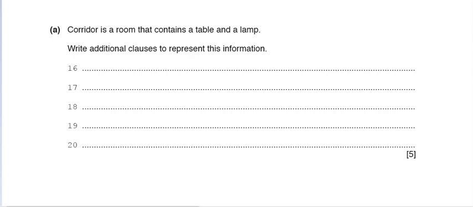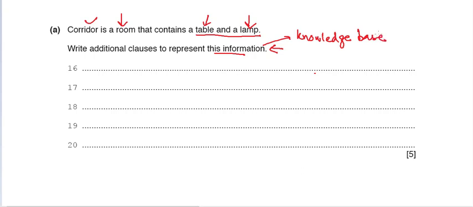Okay, part A says corridor is a room that contains a table and a lamp. Okay, so corridor is a room that contains the following items, a table and a lamp. Write additional clauses to represent this information, meaning he wants us to add this information in our knowledge base. We want to add this information in our knowledge base. So let's take a look at what we can do.